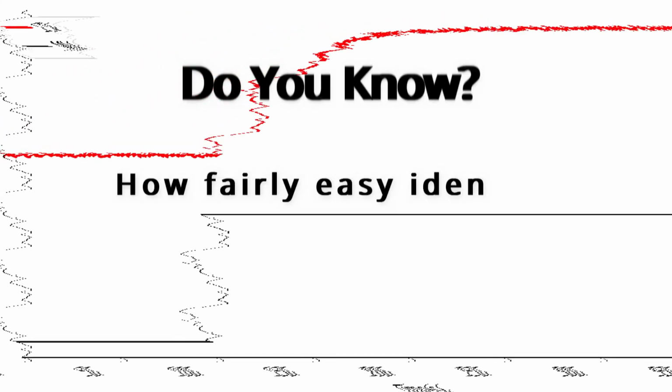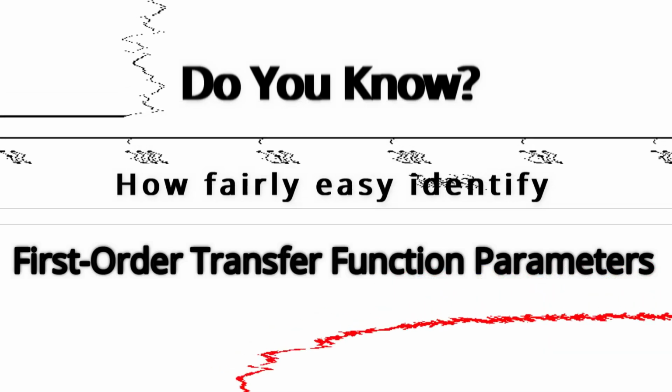Do you know how to fairly easily identify first-order transfer function parameters?